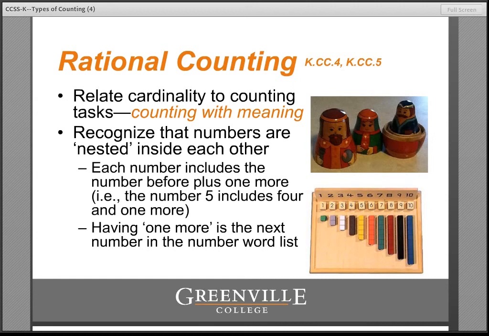A related idea that is also necessary for rational counting is that numbers are nested inside each other. Perhaps you've seen nesting dolls such as those shown in this picture. Each larger doll contains all of the dolls smaller than it as well. Children must come to realize that our number system works the same way. 5 objects has the previous 4 objects plus 1 more object. Coming to this realization is an important part of developing the cardinal principle.